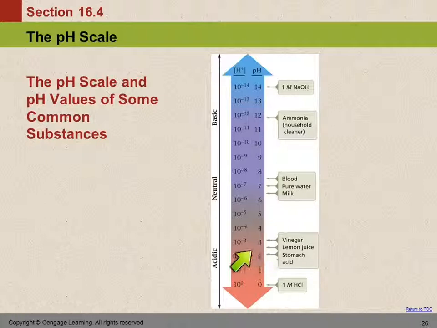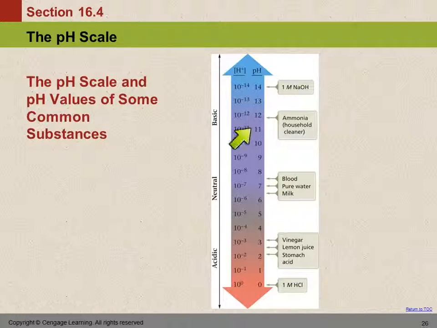So stomach acid's right down there. Lemon juice, vinegar, very acidic. Question? Yes. How about something like antacids? Is that going to be more like a neutral, or is that going to be more basic to neutralize the acid? An antacid is going to be a base, okay?